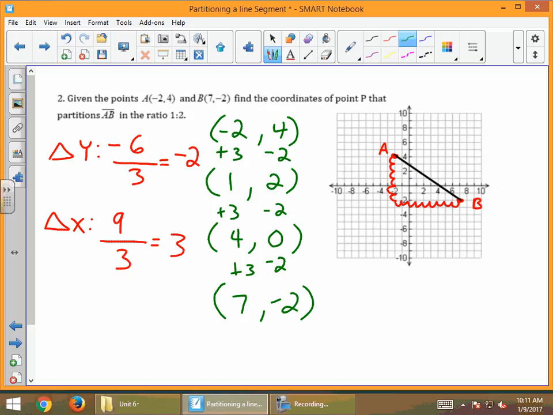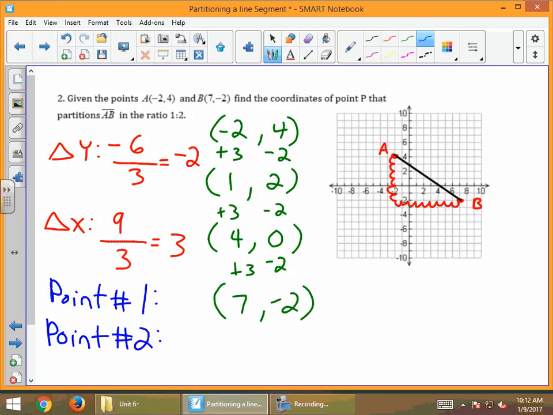So I now have enough numbers to figure out what points would satisfy this answer. I want a ratio of 1 to 2. I want one section that's just 1 unit long, and I want 2 sections for the other one. Let's see what those are. So which points would make that a true statement? Point number 1 would be, and point number 2 would be.